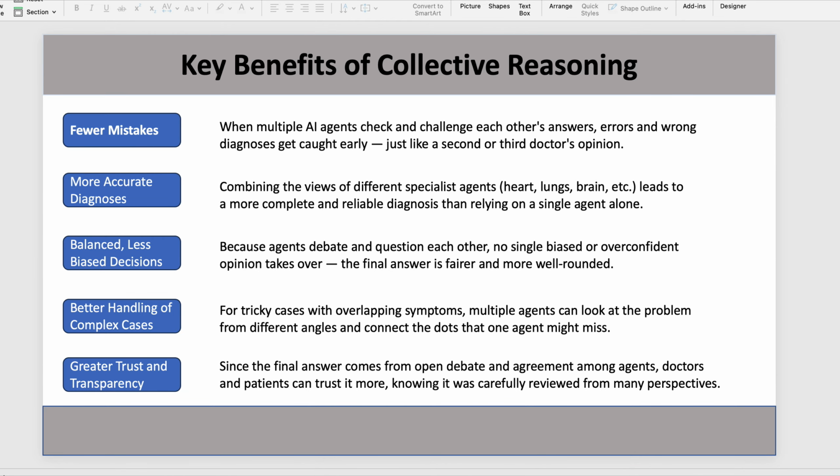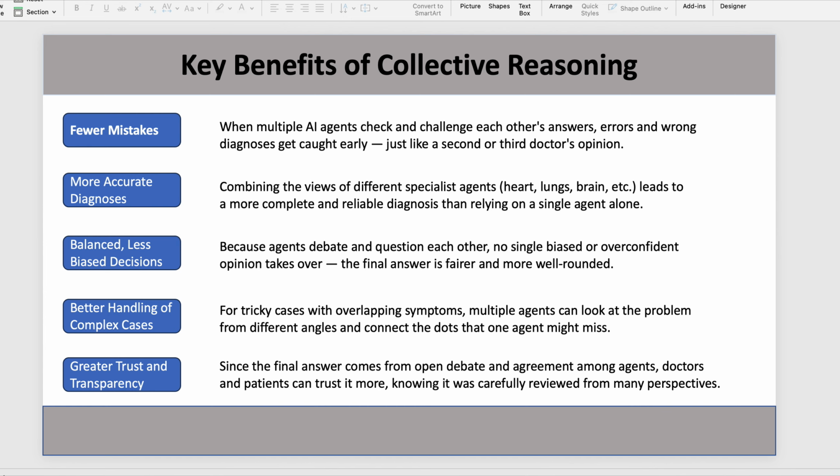Then come the key benefits of collective intelligence, or collective reasoning. The first one is fewer mistakes. When multiple agents check and challenge each other's answers, errors and wrong diagnoses get caught at a very early stage, just like a second or third opinion by doctors. More accurate diagnosis: this leads to a more complete and reliable diagnosis than relying on a single agent model.